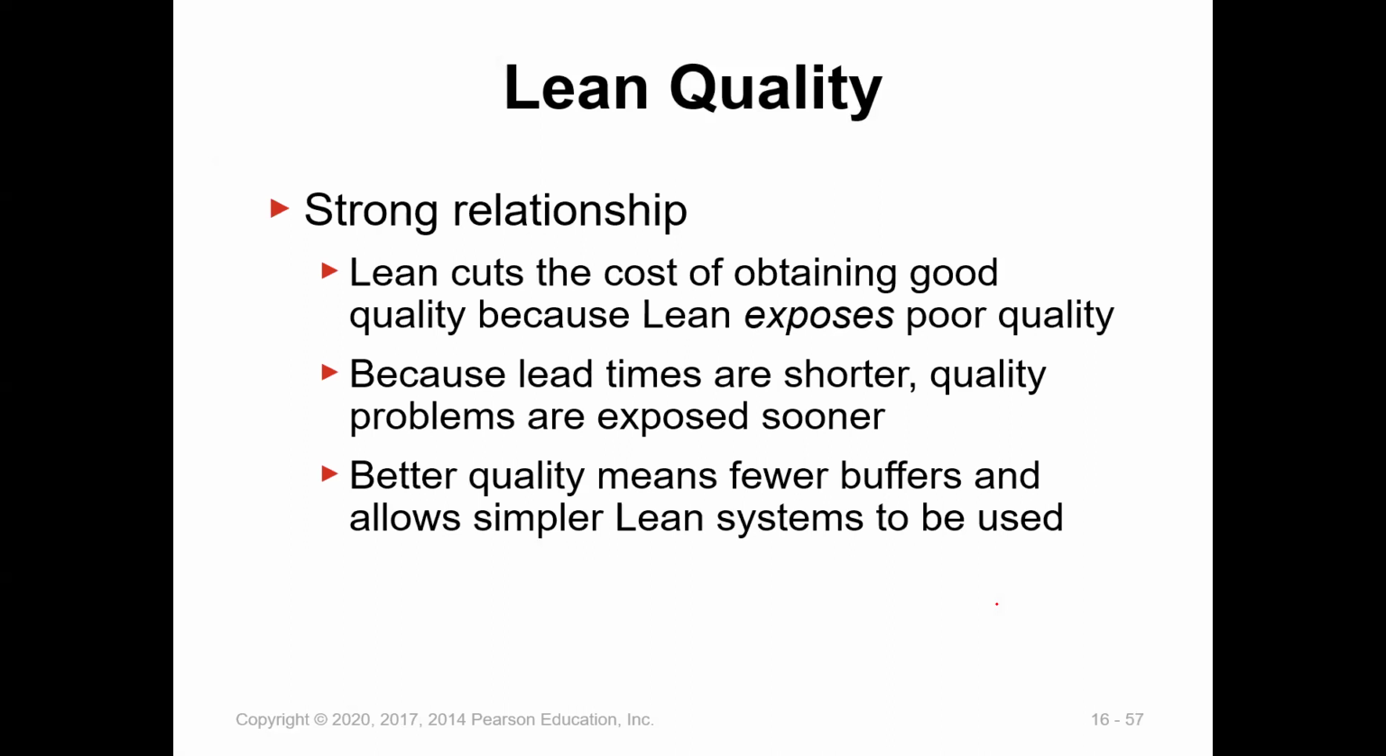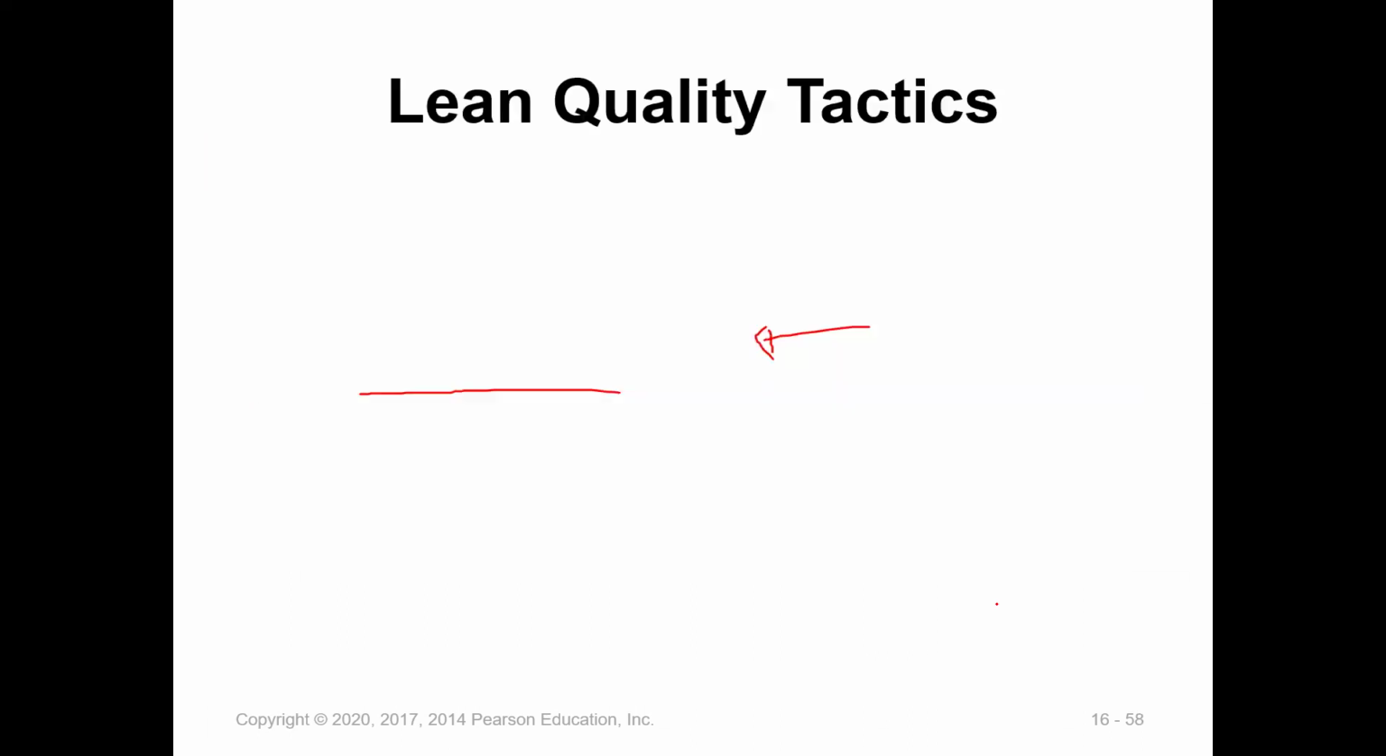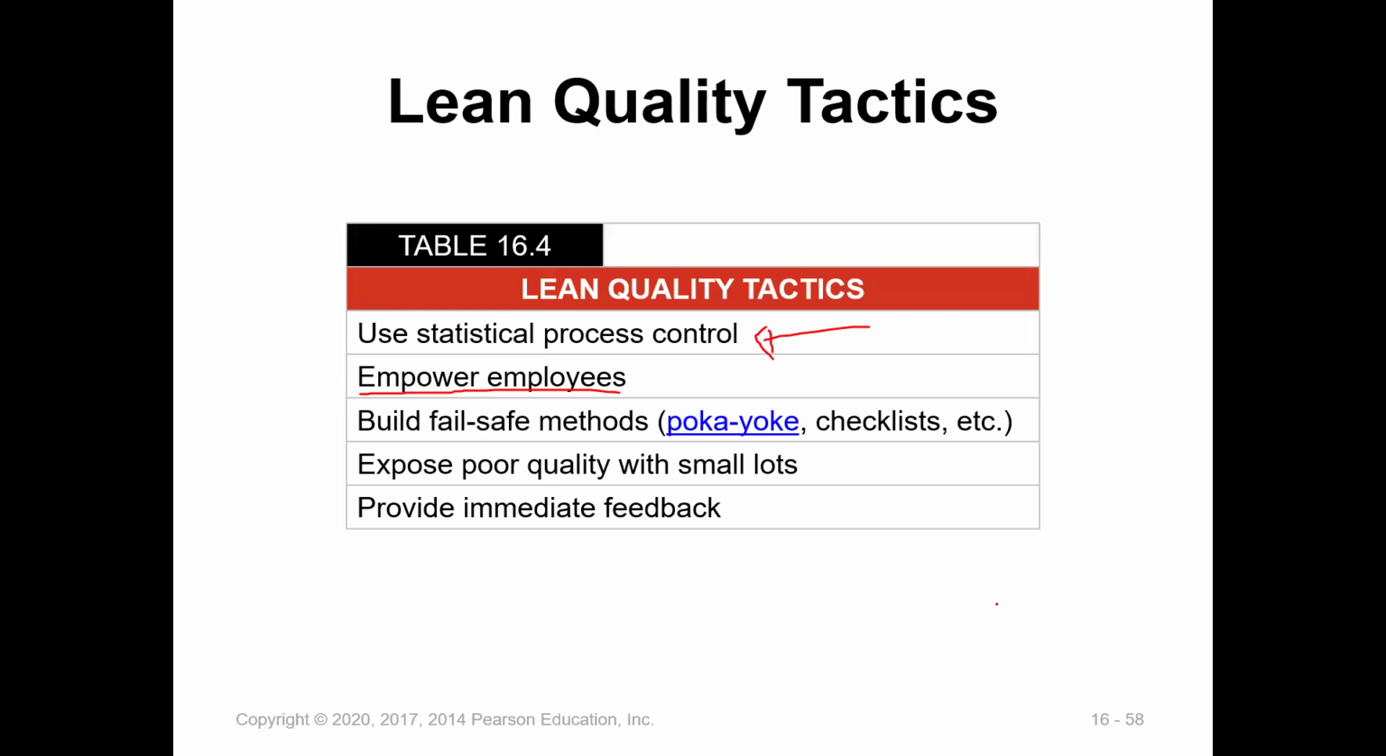So lean quality, lean cuts the cost of obtaining goods quality because lean exposes poor quality. Because lead times are shorter, quality problems are exposed sooner. You know, if the lead time is short, imagine that the lead time is 1 day. So if something happened and you don't receive the raw material, you will be in a big problem. So you will shut down the facility for like 1 or 2 days. And that happens sometimes. Okay. You shut down the facility, that means you are losing money.